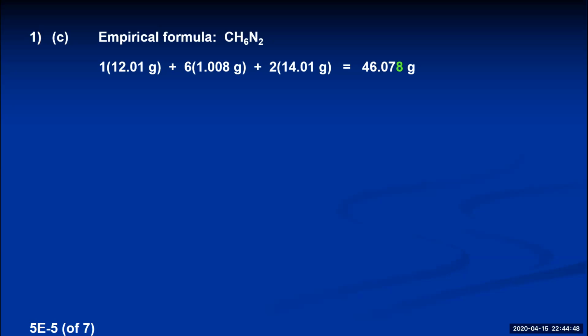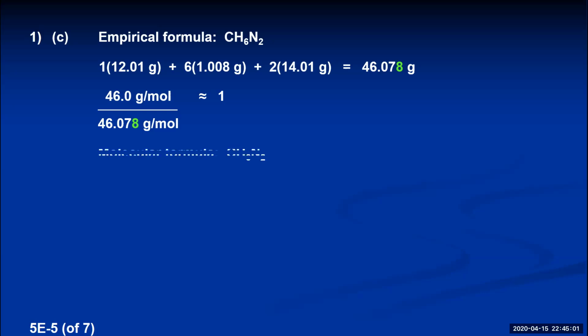I see how many times this number divides into the true molar mass of the compound, which happens to be 46, and 46 goes into 46 one time. So that means in this case, the real molecular formula is just the empirical formula times 1, turns out to be CH6N2.